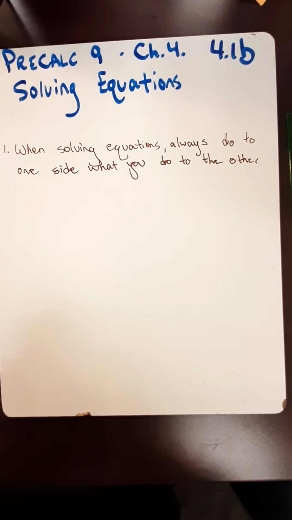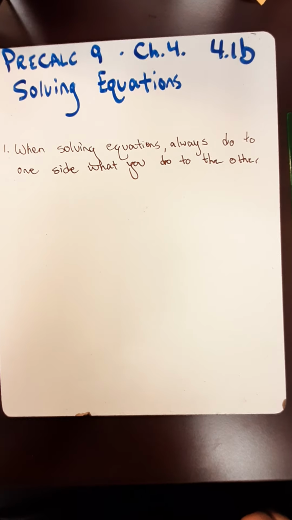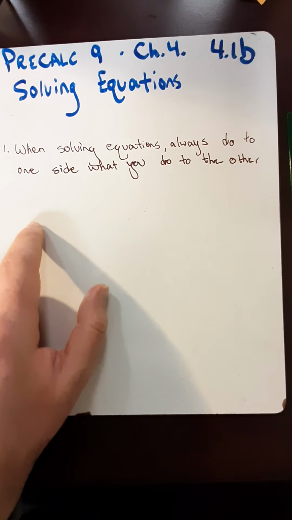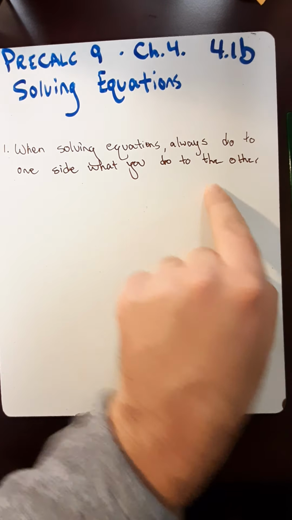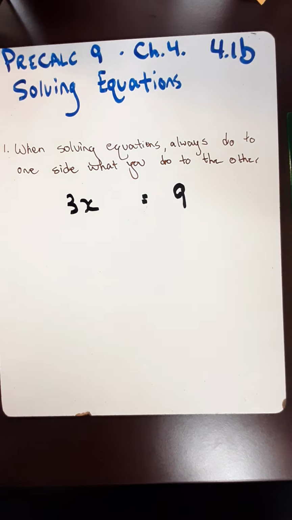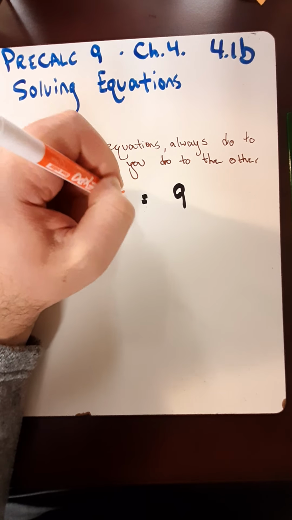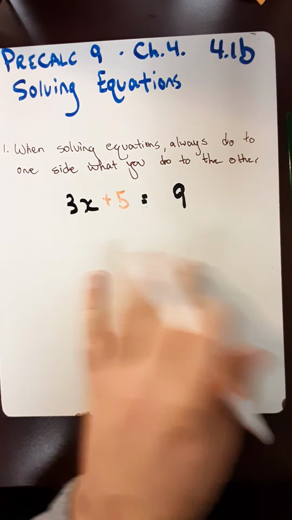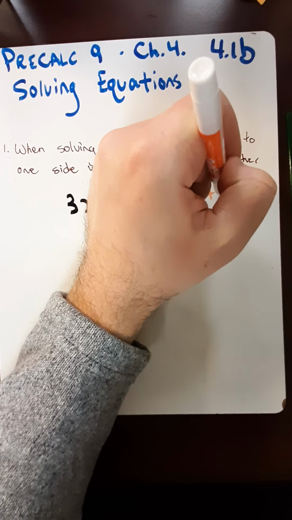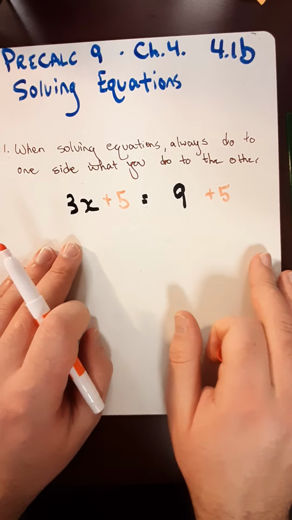And one of the key ideas in this lesson and this unit is that when you're solving equations, always do to one side what you do to the other. So here's an example, 3x equals 9. Maybe for some reason I want to add 5 to this side of the equation. I don't know why I'd want to, but let's say I did. Well, now it's no longer equal. To keep it equal, we would also want to add 5 to this side. So that's very key when solving all of these algebra problems. What you do to the left side, also do to the right side.